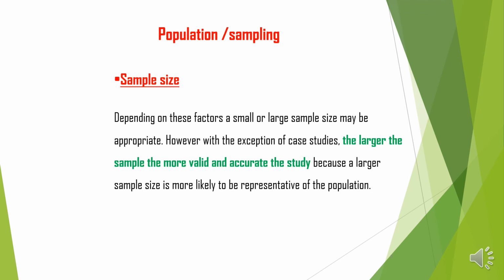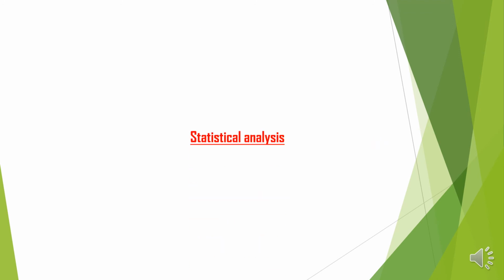For example, if we have a population of 100 and I asked you to study them, the more people you take in your sample, the more representative it is of the population, and you can generalize the result over the total population. For example, if you study 20% of the 100 versus 60% of those 100, of course the result of the 60 individuals is much better than the 25. So the larger the sample, the more valid and accurate the results of the study.